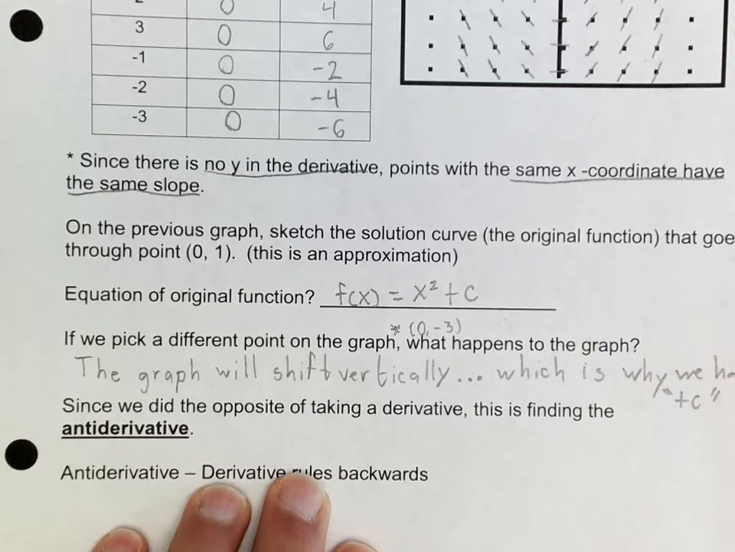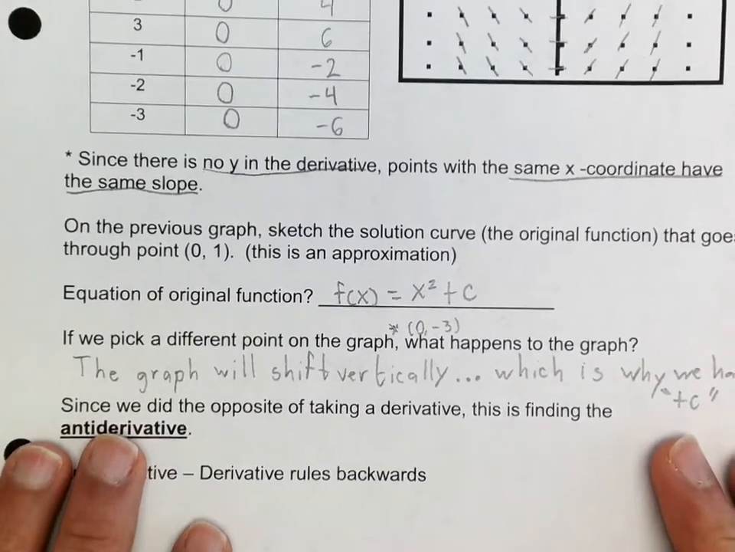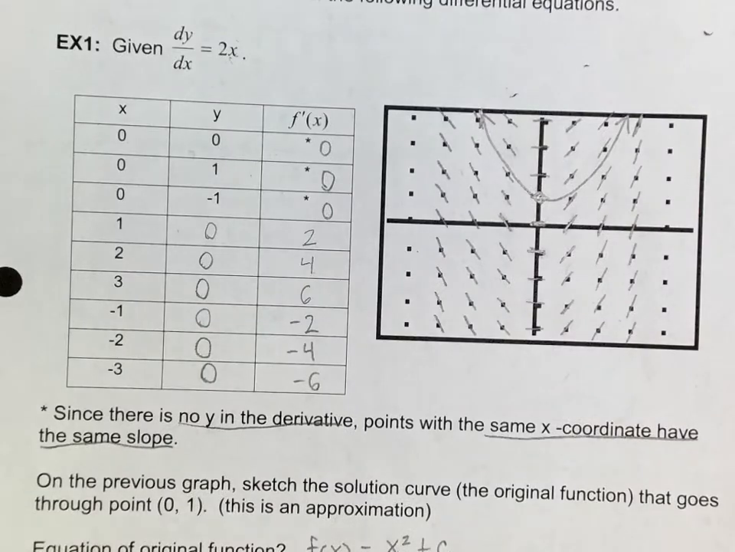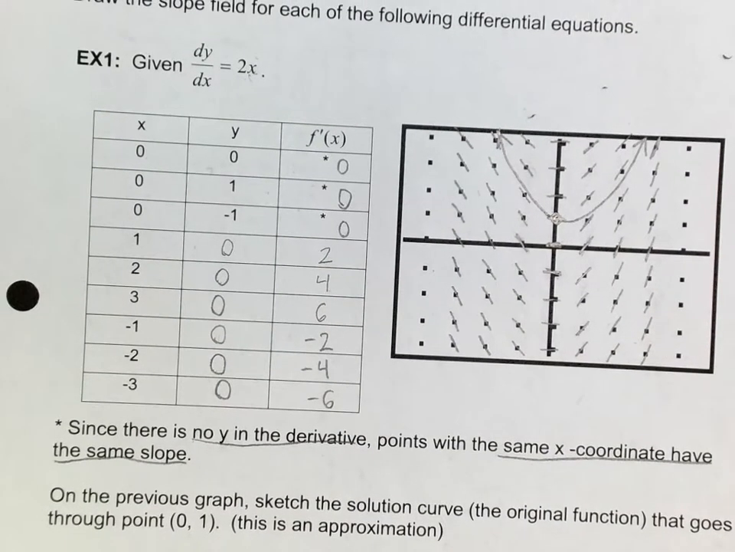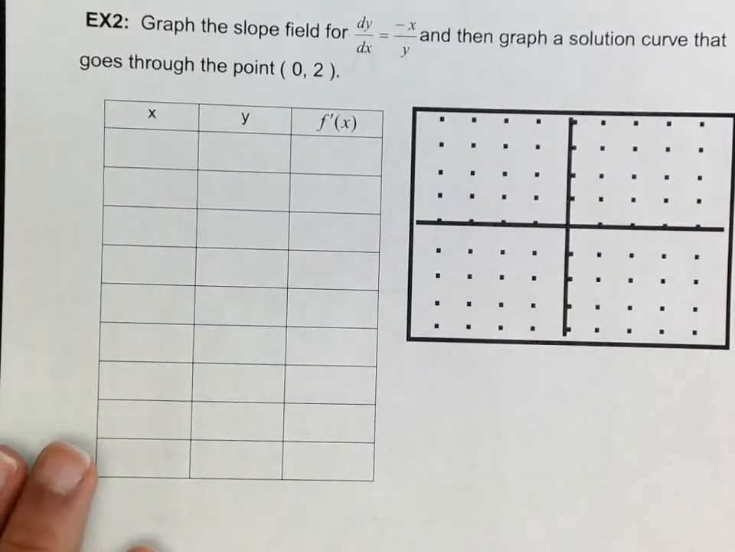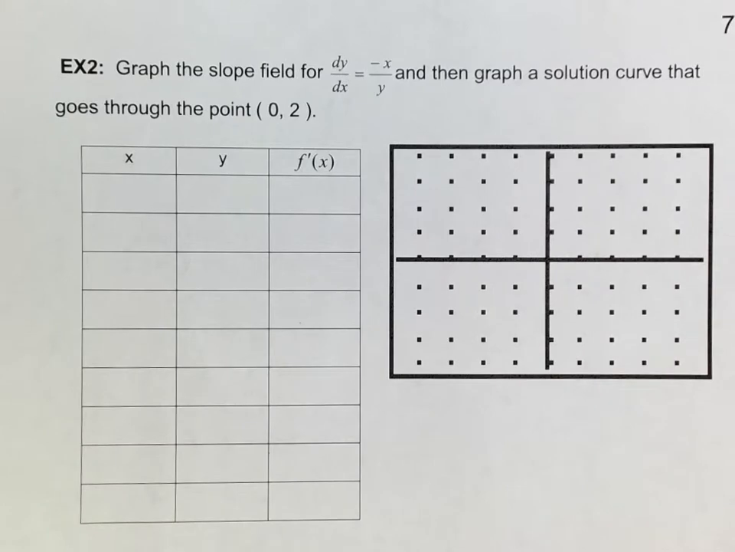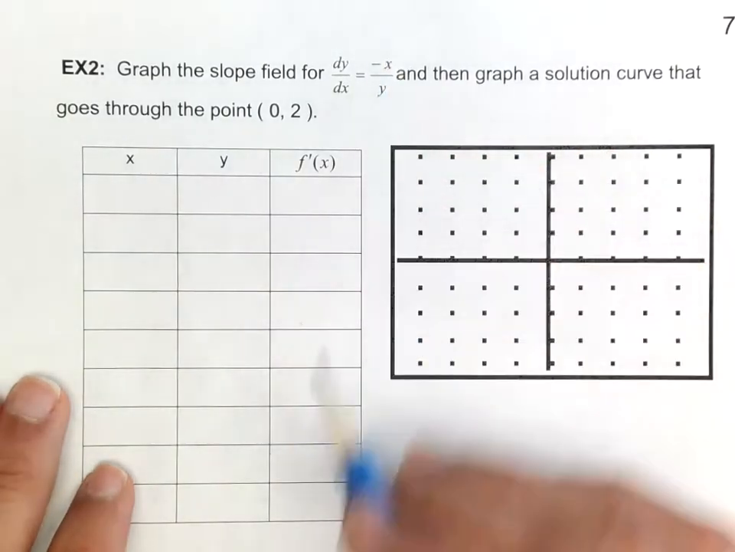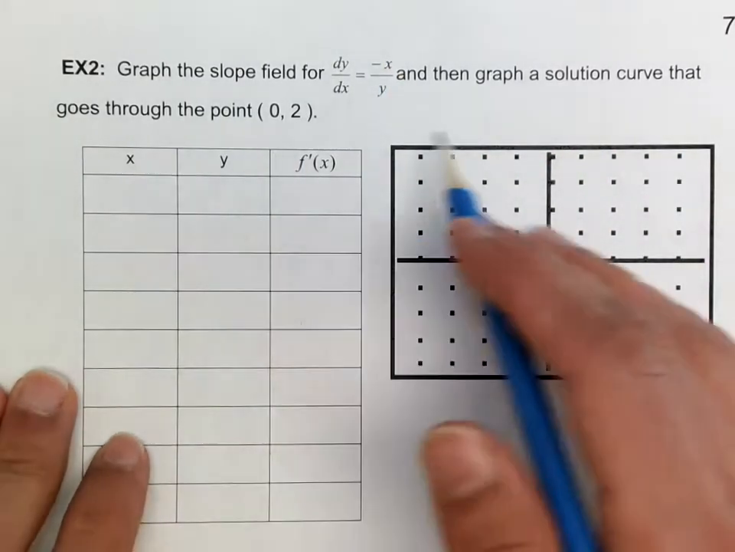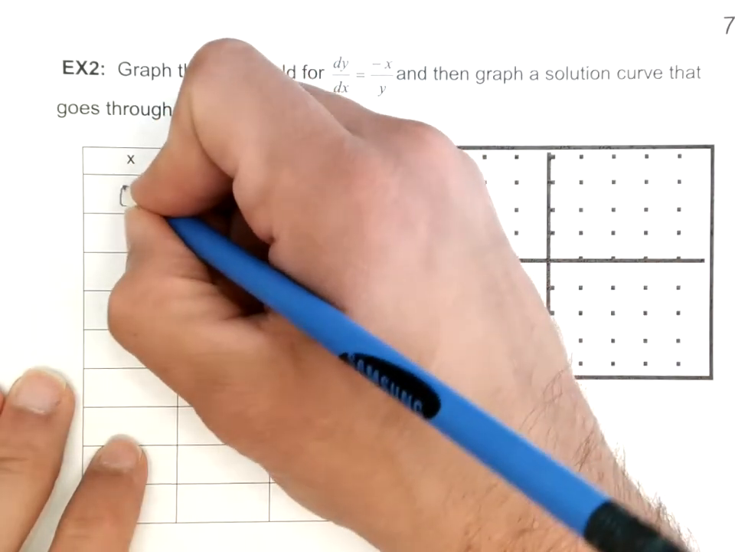Alright. So since we did the opposite of taking a derivative, this is finding the antiderivative, so that's what we just did. This is what slope fields are good for, just to find antiderivatives. And let's go to the back here. I'm going to go through this one pretty fast. It's the same logic. We have the derivative negative x over y, and it goes through point 2. So they want us to find the solution of that. The first thing we should do is just plug in a point here.